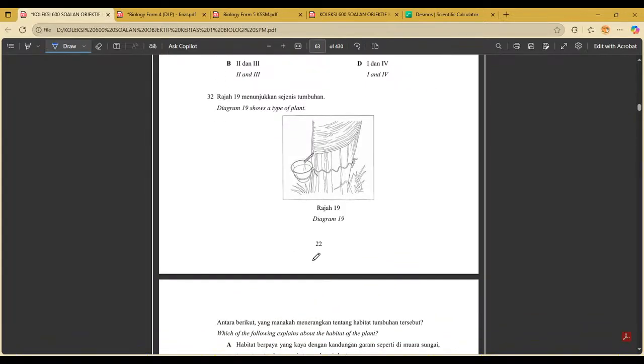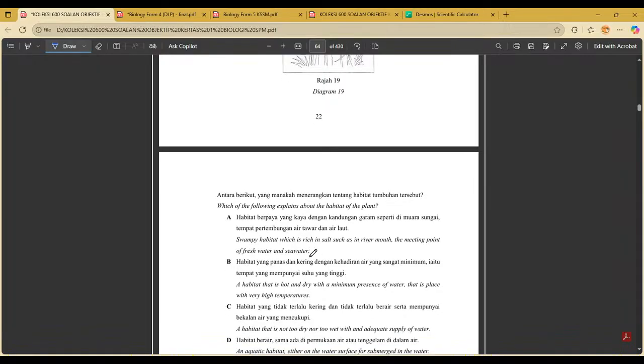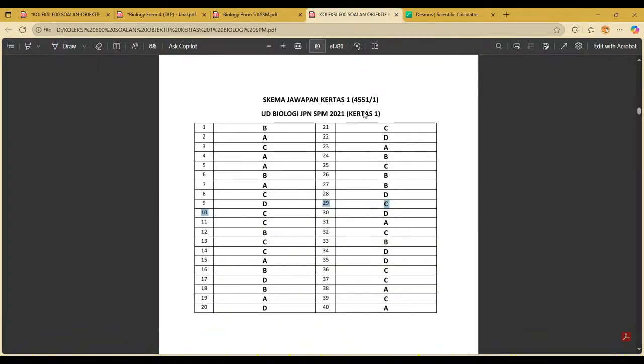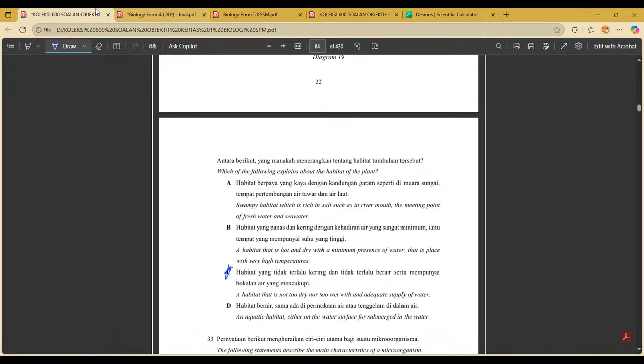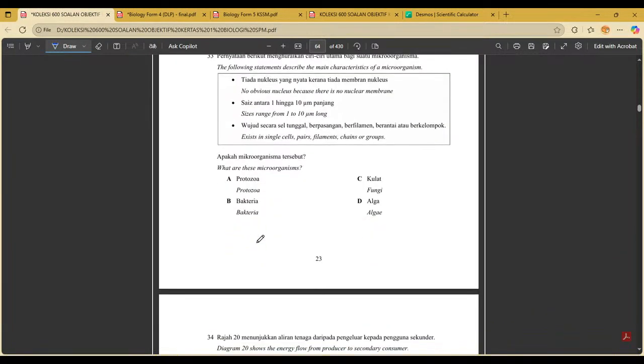Diagram 18, 19 shows the type of plant. Which of the following is the habitat? C. Yep, it's rubber plant. 23.